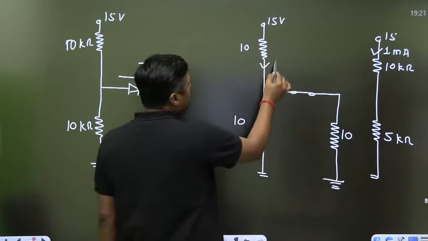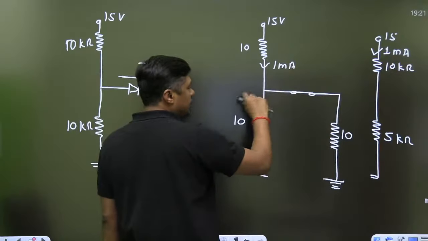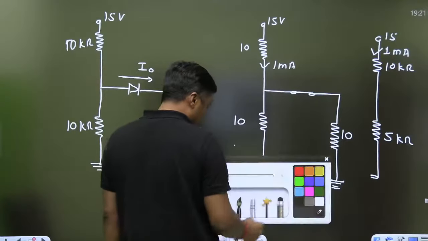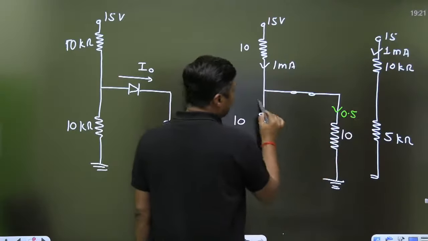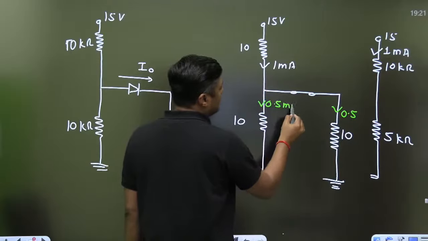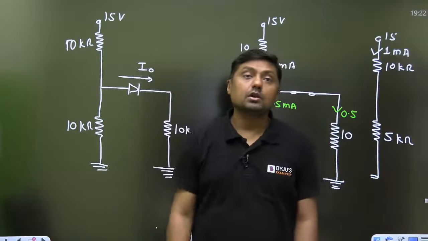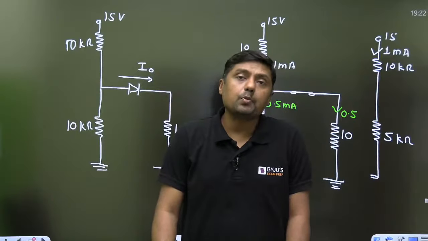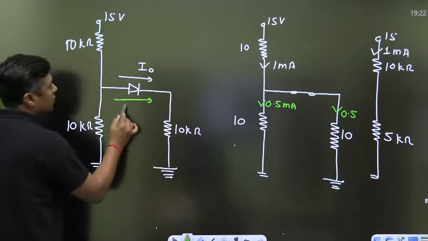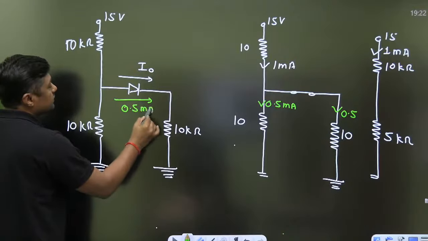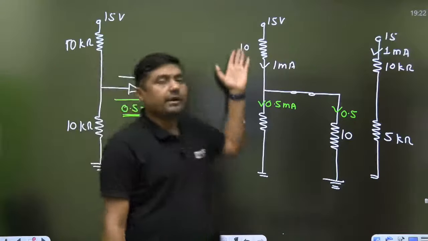Now here you are getting the 1 milliampere current and we are having the 10 kilo ohm, 10 kilo ohm, so by the current division rule, equal current. What is the equal current here? The current will be 0.5 milliampere. So we are using the concept of network here. You will get 0.5 milliampere current through the diode. This is the diode. It will allow the current in this direction, 0.5 milliampere.